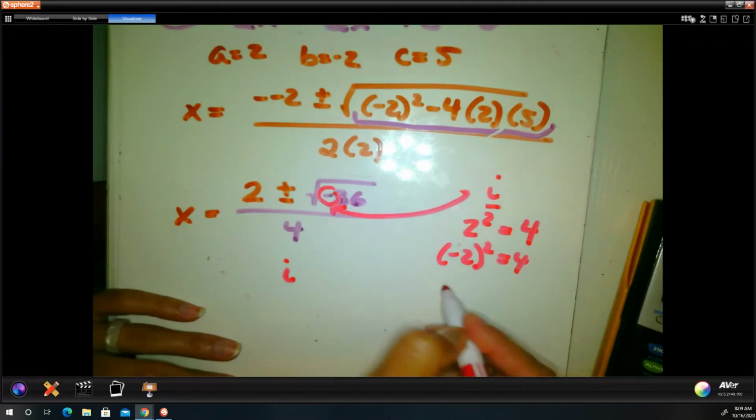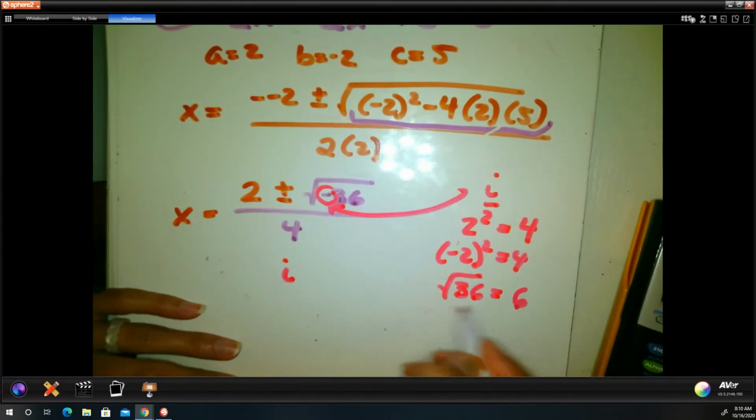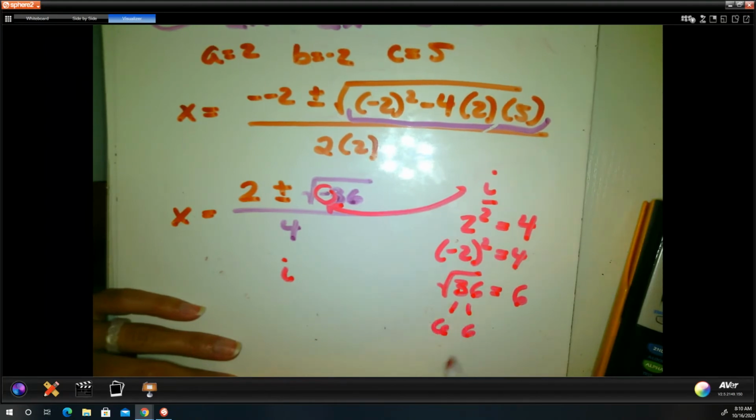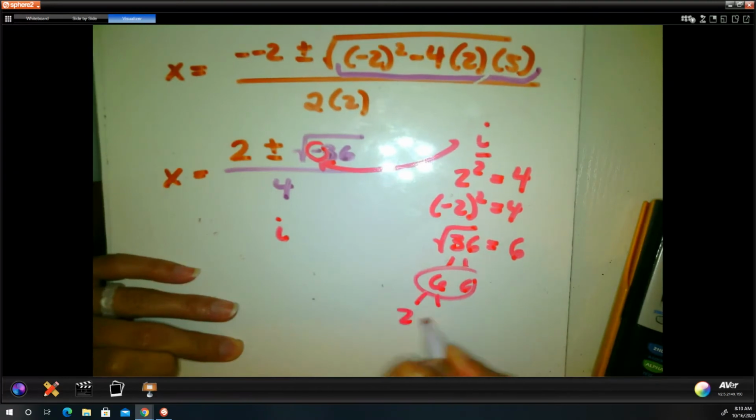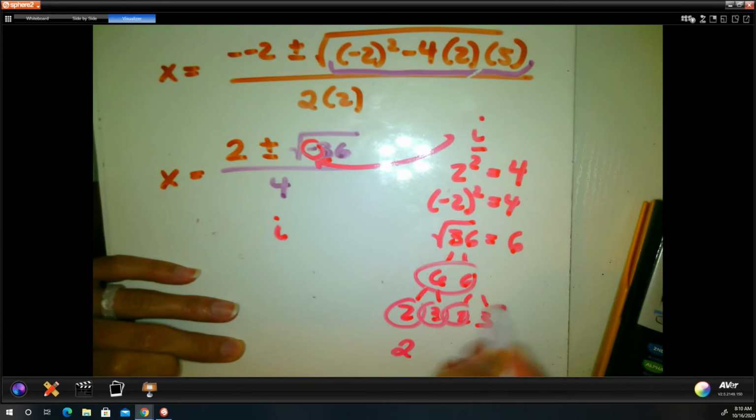And the square root of 36: 36 is a perfect square. If you did not realize that, you could break it down to 6 and 6, and you would see that there's a pair of 6s to come out. Or you could even break it down to 2 and 3, and you take the 2 out and then the 3 out.